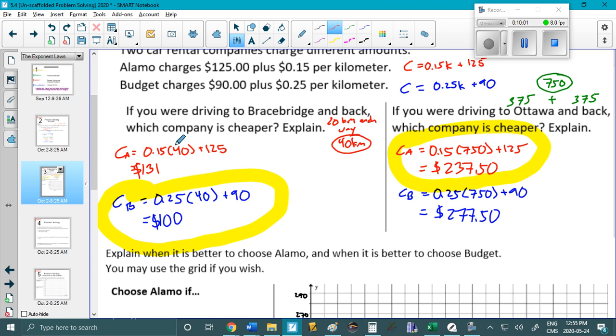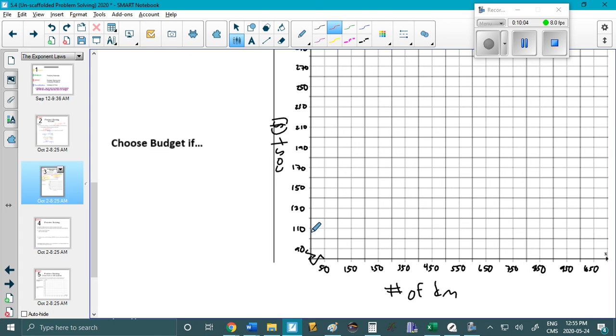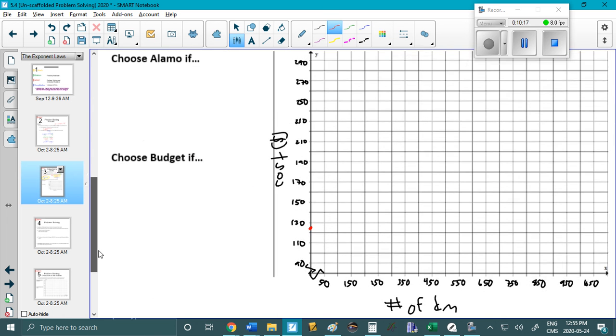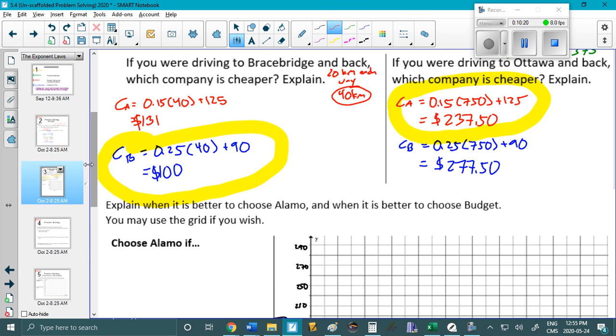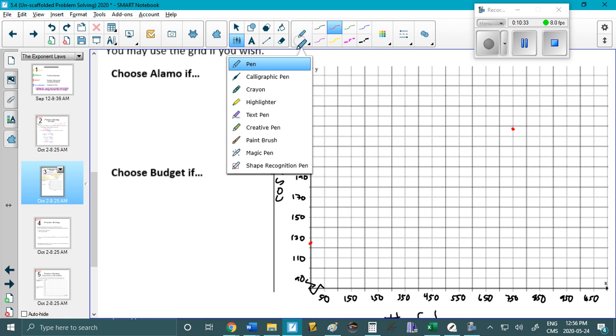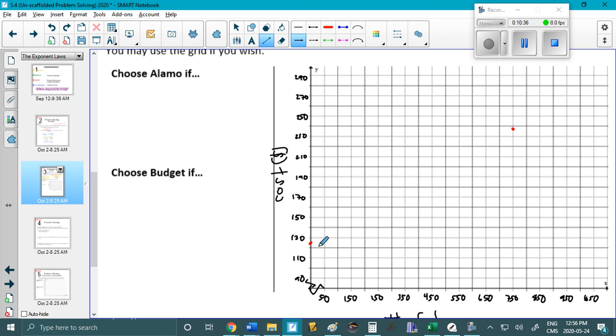So for Alamo, it starts at 125. So this is 110, 120, so it starts at 125. We don't have 40 kilometers, so let's go to 750. For 750 kilometers, it was 237.50. So for 750 kilometers, 230, 240, it's about there. And honestly, I'm just going to draw a line with those 2 points. We'll see how we do.